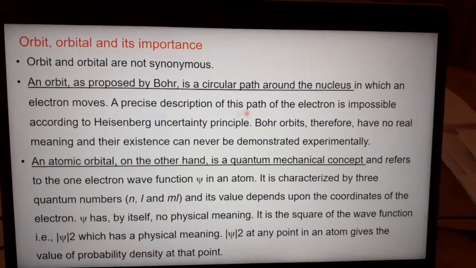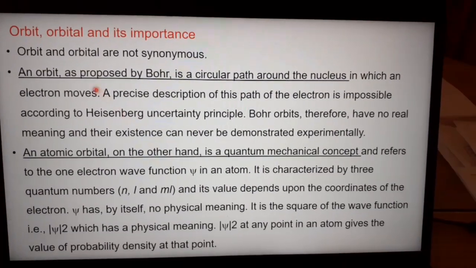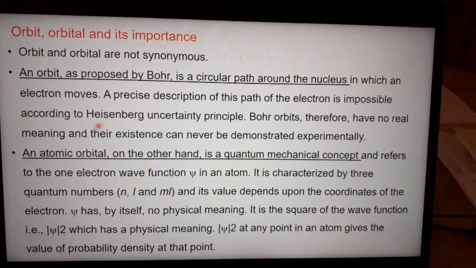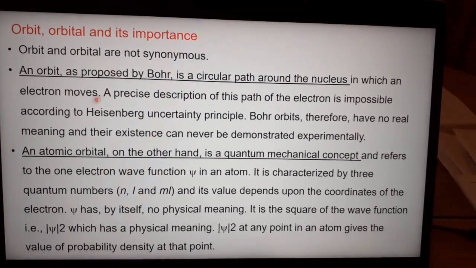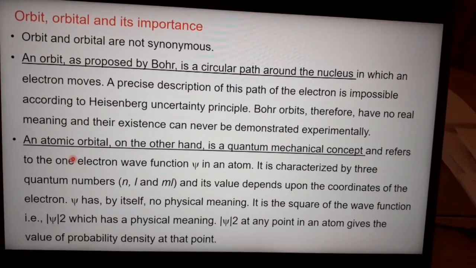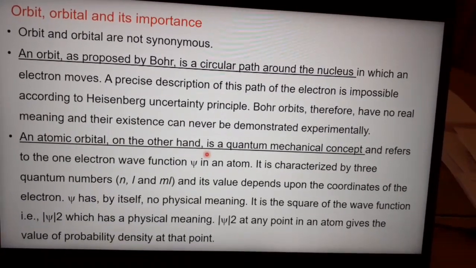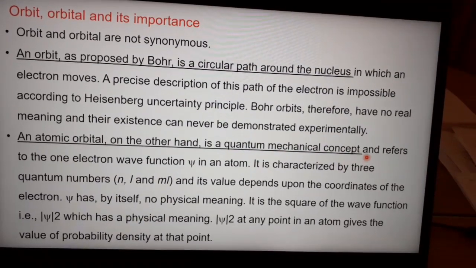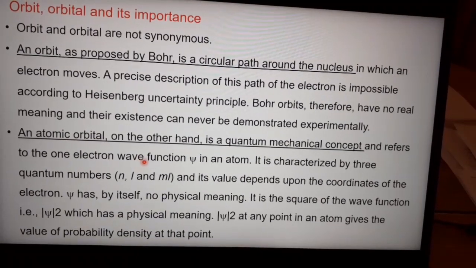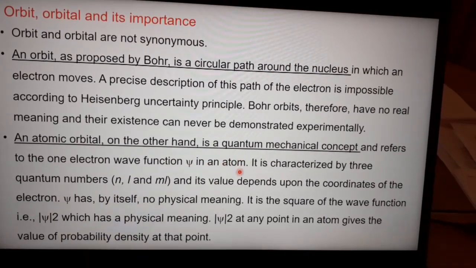A precise description of the path of an electron is impossible according to the Heisenberg principle. So the orbit concept is only possible according to Bohr's model, which gives a classical physics picture where electrons move in a circular orbit. But according to the quantum mechanical concept, the orbital is much more important, because an atomic orbital comes out of quantum mechanics, and it means the electron is not only a particle but also has wave motion, which is designated as the psi function of an atom.